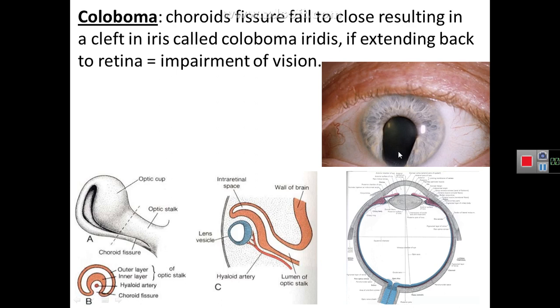If this defect in the iris extends posteriorly to the retina, there will be a coloboma iritis with impairment of vision. But if it is only involving the failure of closure of the choroid fissure, if it is only involving the iris, so it is only coloboma iritis, and there will be no impairment of vision. But if it extends posteriorly, it will reach the retina and impair vision. That's all about embryology of the head, ear, and eye. Thank you very much.